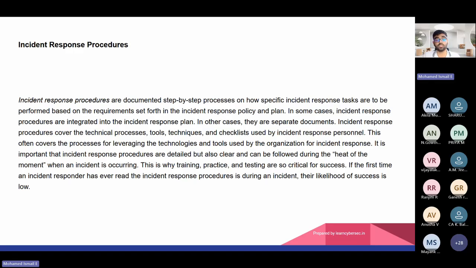Incident response procedures cover the technical processes, tools and techniques, and checklists used by incident response personnel. During an incident, tools like antivirus, EDR tools, SIEM solutions and the SOC team can be used. Multiple tools could be used. These are all documented well in advance, including how each tool could be used during a security incident. It is important that incident response procedures are detailed but also clear, and can be followed during the heat of the moment when an incident is occurring.